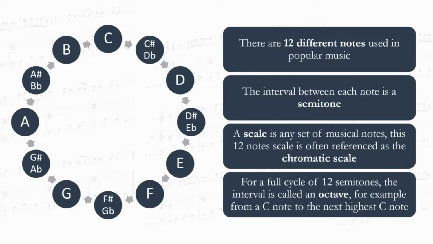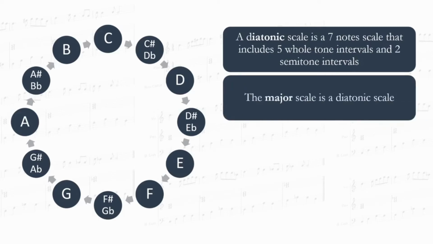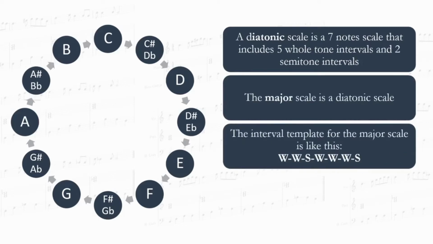Now let's be a little bit more specific about the scales. A diatonic scale is a 7-note scale that includes 5 whole tone intervals and 2 semitone intervals. By definition, the major scale is a diatonic scale. So the interval template for the major scale is like this. You get a whole tone from the first to the second note, then another whole tone from the second to the third, then a semitone, then whole tone, whole tone, and finally a semitone to get to the first note.